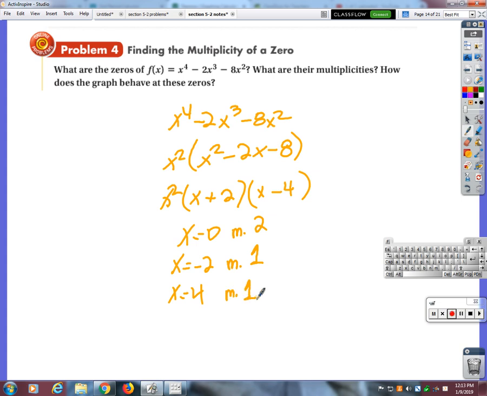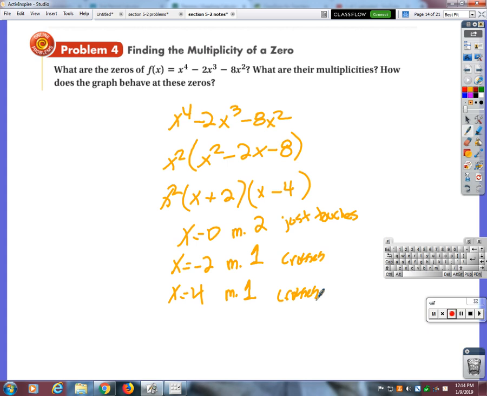So what will happen to the graph at x equals 0? Will it go through the x-axis or will it just touch it? Okay, so this just touches. What about these two? Okay, good. This one crosses and this one also crosses, okay? And if we want to, I'll show you the graph of the original polynomial so you can see that we're correct.